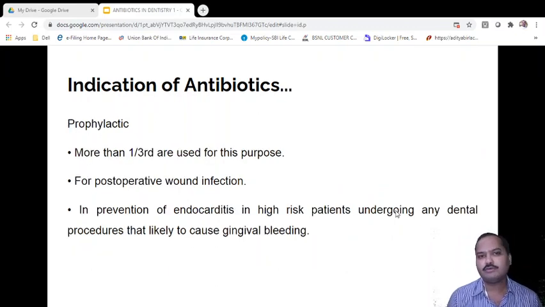The prophylactic role accounts for more than one-third of the antibiotics used. For post-operative wound infection, we give it prophylactically. In the prevention of endocarditis in high-risk patients who are undergoing any dental procedures likely to cause bacteremia, we give prophylactic antibiotics in such cases.